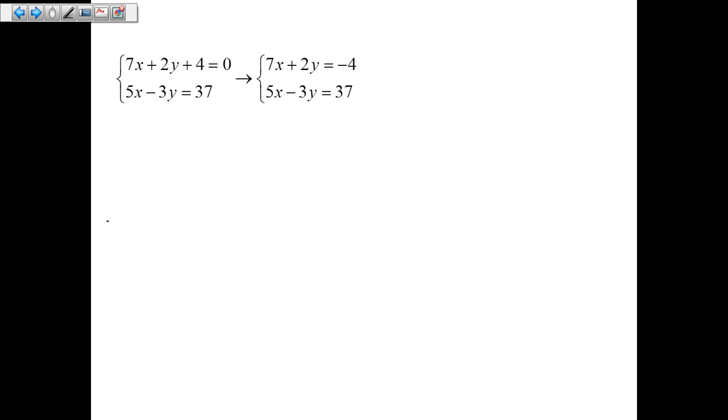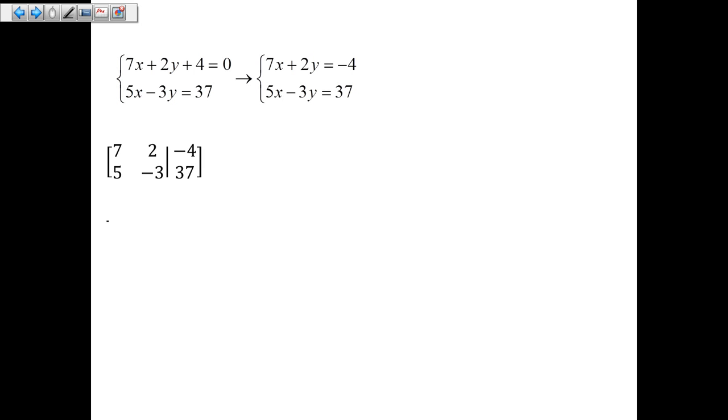Okay, let's try another one. 7x plus 2y plus 4 equals 0 is not in standard form. So I need to move that 4 over by subtracting it. Once it's in this standard form, then I can go ahead and make my augmented matrix.